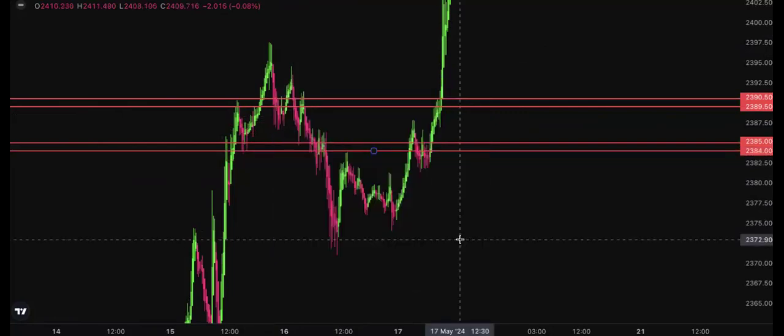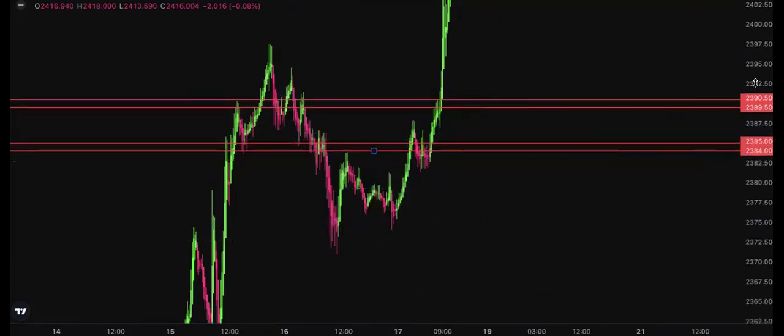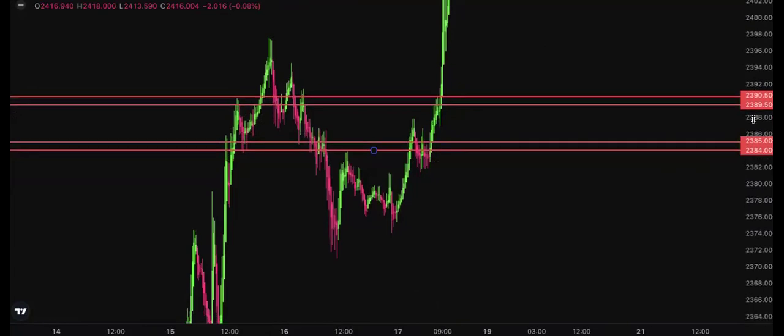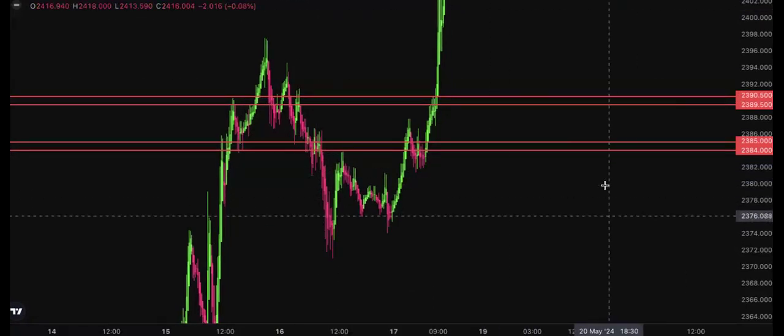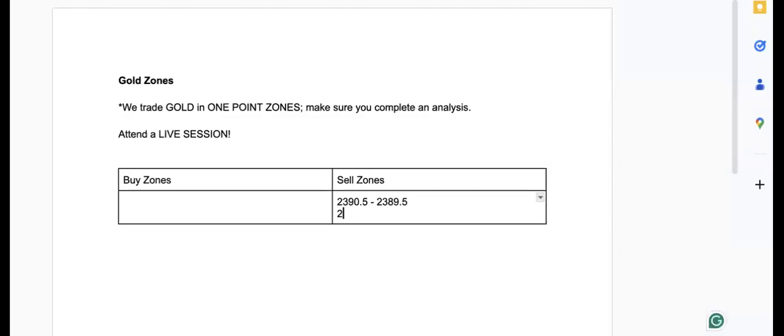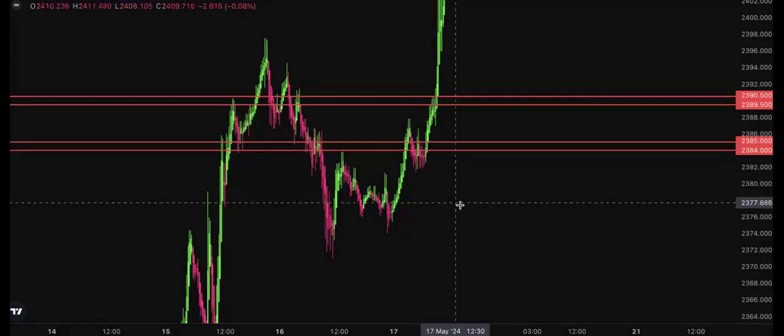Okay. One point for beginners. Trust me, until you learn, trading gold is like riding a horse, learning how to ride a bike. Until you get it down packed, I highly recommend that you keep it simple. Okay. 2385 to 2384 is going to be the zone that I'm looking at for the sale.